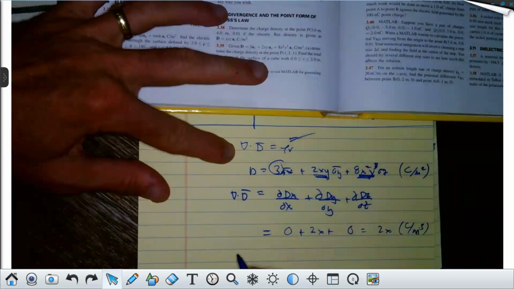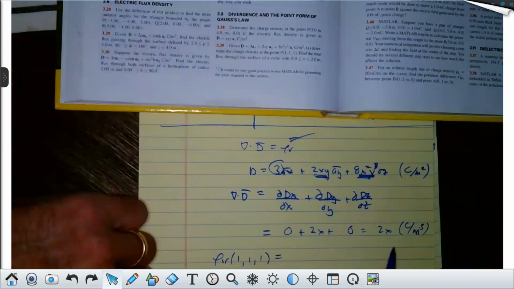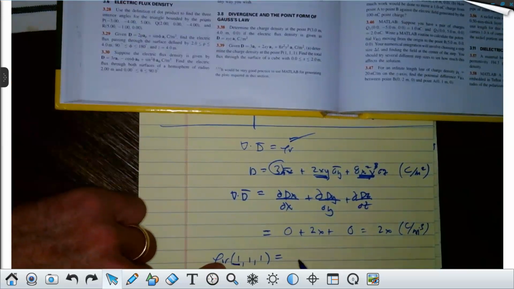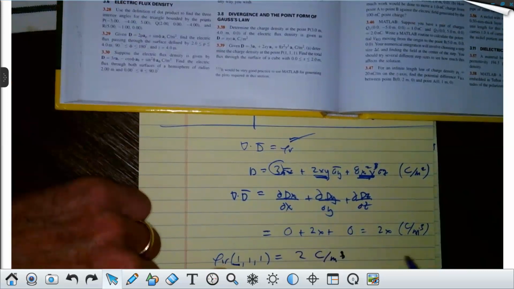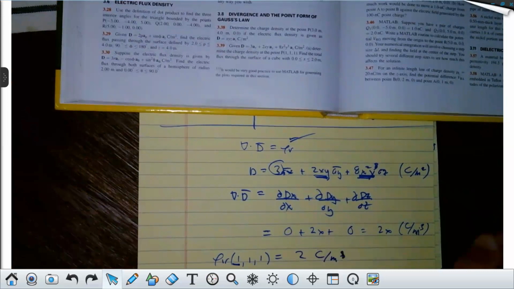And that means if I wanted the actual volume charge density at (1,1,1), what would it be? Well, you need the x coordinate, which is 1, right? It would just be 2 coulombs per meter cubed. That would be the first part. Correct, class? Y'all see that?